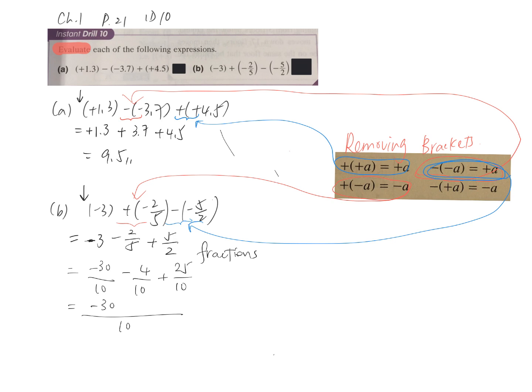So what's left is negative 30 minus 4 plus 25. So the answer you shall see will be a negative of 9 over 10. So that's the answer.